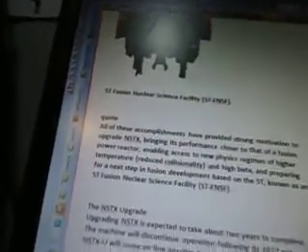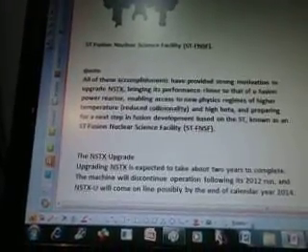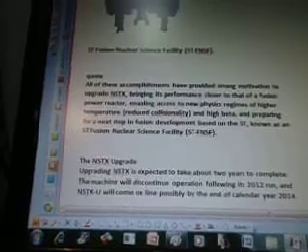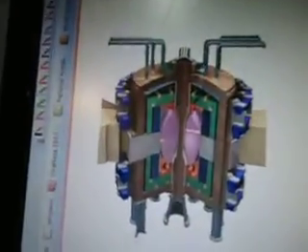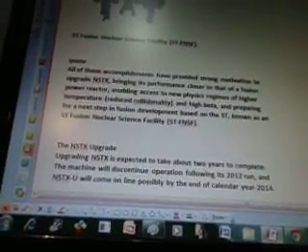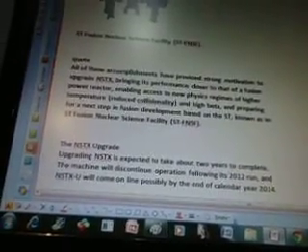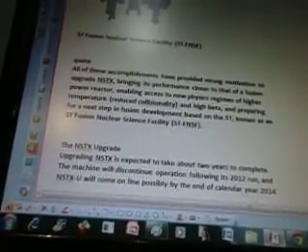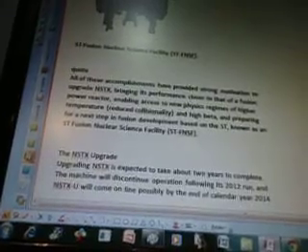ST Fusion Nuclear Science Facility. Okay. All of these accomplishments have provided strong motivation to upgrade NSTX, bringing its performance closer to that of a fusion power reactor. That's what it looks like. Enabling access to new physics regimes of higher temperature, reduced collisionality, and high beta, and preparing for our next step in fusion development based on the ST, known as ST Fusion Nuclear Facility.